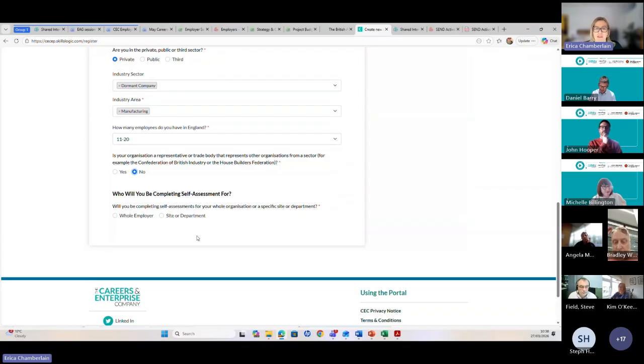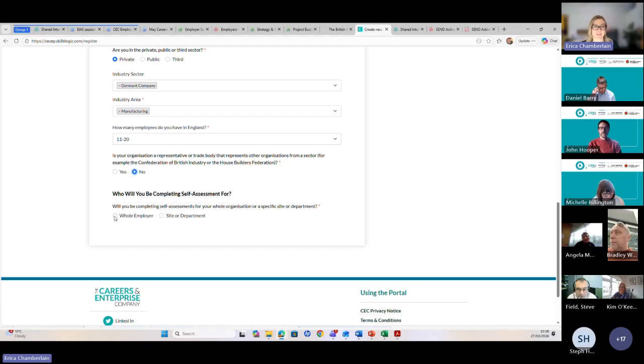If you're part of a larger organisation and you just want to represent the site that is based in Lancashire, then you can tick that you're completing for a site or a department. Or if you're completing, for example, for your HR department, not for the whole organisation, you can pick site or department. If you are the lead for, say, social value for a whole organisation and you want to complete it for the work of the whole organisation, you can click whole employer.